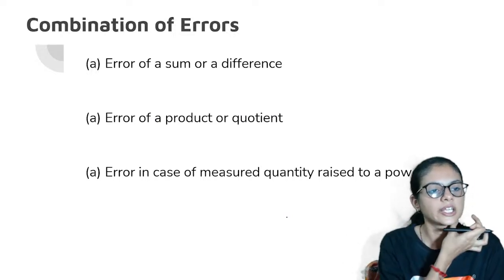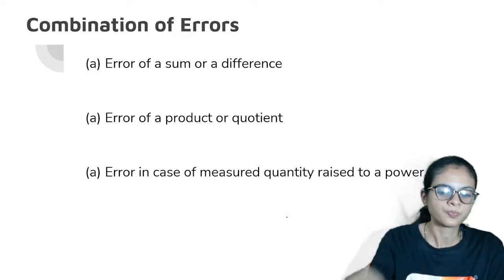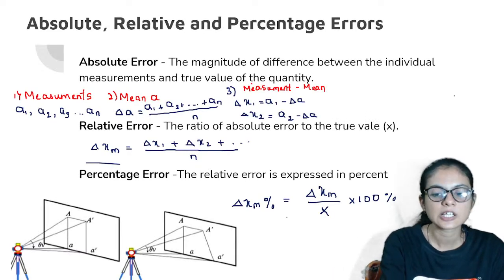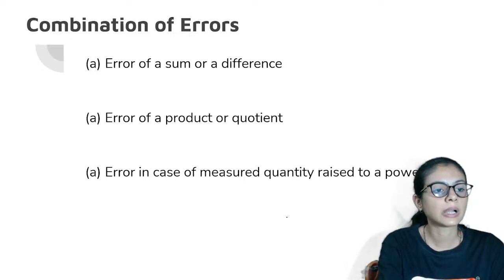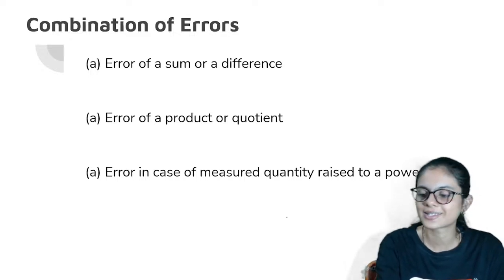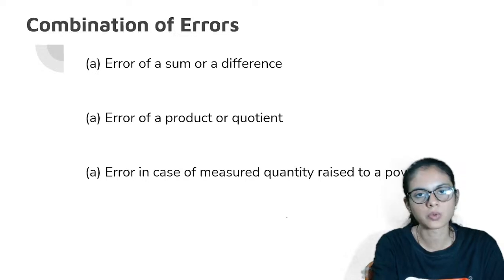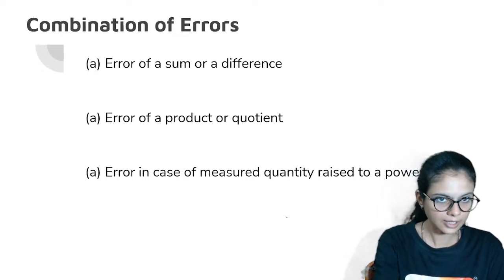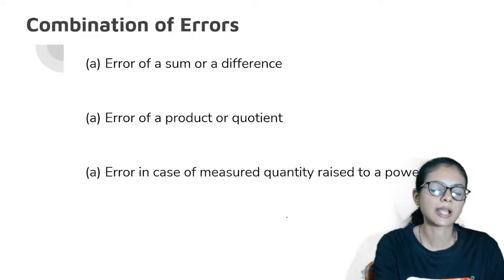So, the next concept is combination of errors. If there is one error, we'll be going with these things. If there are two errors, three errors, multiple errors, if they exist in combination, then how to solve it, right? For that purpose, we will be understanding the errors in the sum, product, difference, and quotient type.